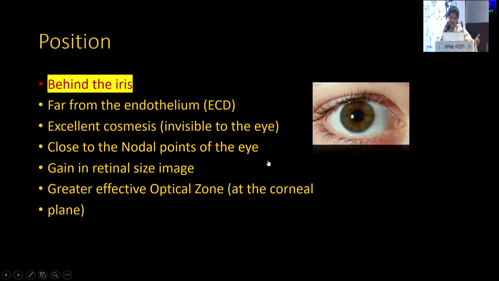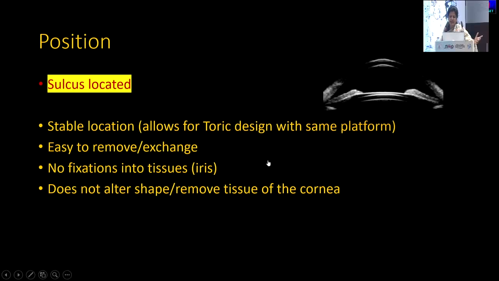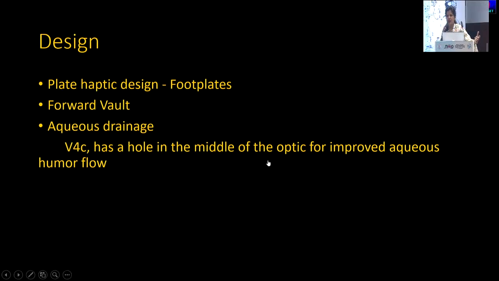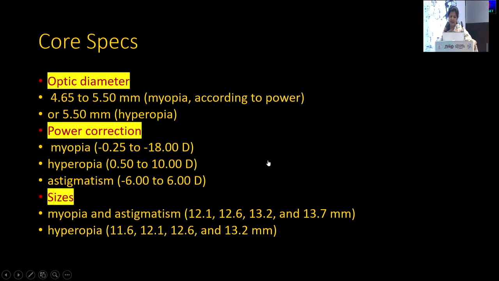So an ICL is a good option in a lot of patients that we have seen topographies of that cannot undergo laser vision correction, and that is basically because it is present very near the nodal point of the eye. It has a stable location far away from the endothelium. So here we are talking about a posterior phakic IOL, unlike the rigid anterior segment phakic IOLs that used to be there before. And the plate haptic design keeps it very stable.